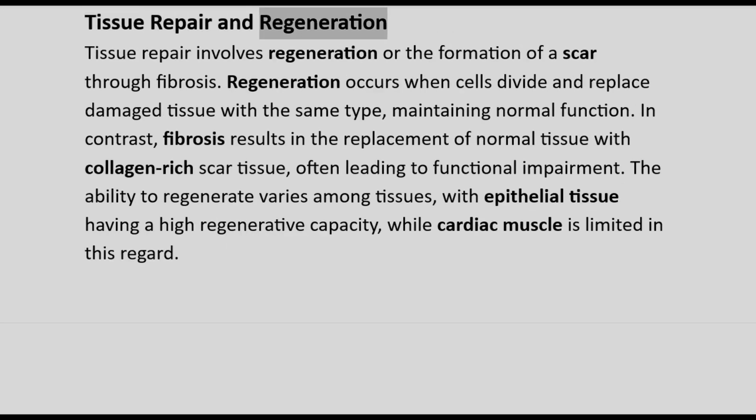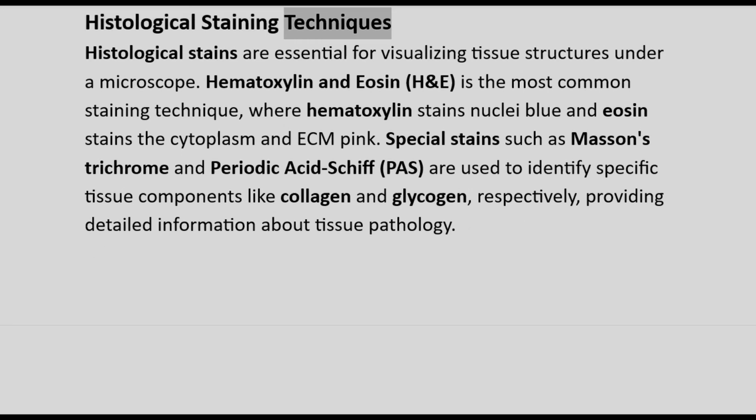Tissue repair and regeneration. Tissue repair involves regeneration or the formation of a scar through fibrosis. Regeneration occurs when cells divide and replace damaged tissue with the same type, maintaining normal function. In contrast, fibrosis results in the replacement of normal tissue with collagen-rich scar tissue, often leading to functional impairment. The ability to regenerate varies among tissues, with epithelial tissue having a high regenerative capacity, while cardiac muscle is limited in this regard.